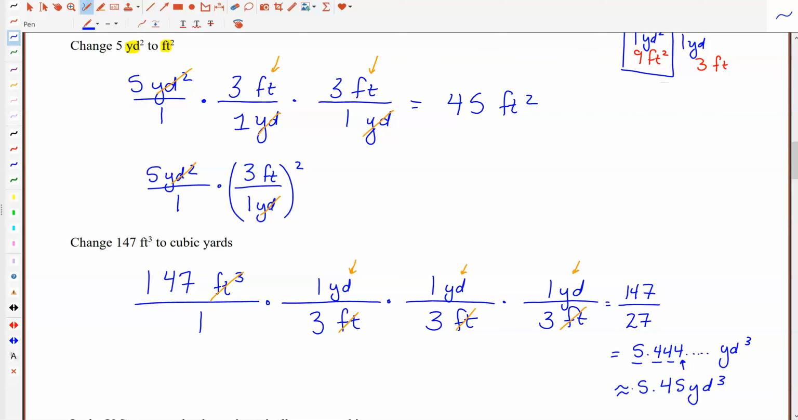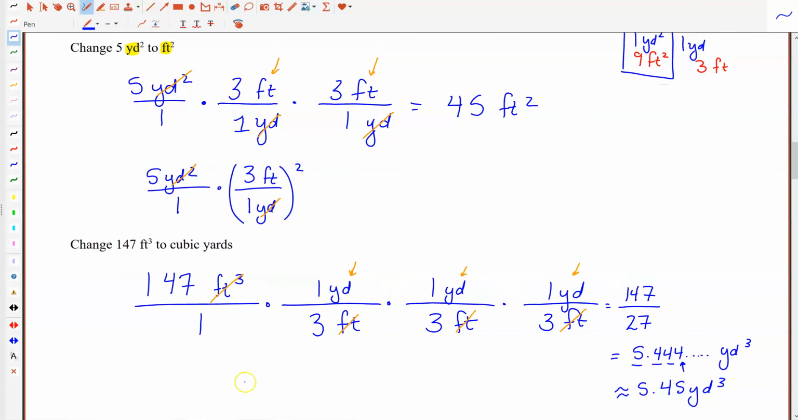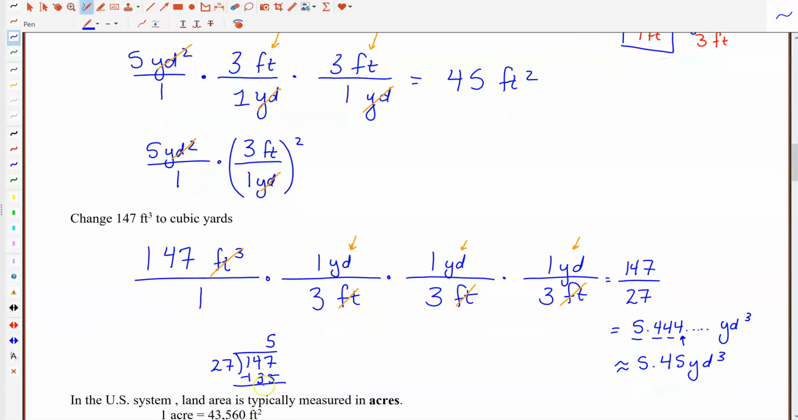And just as a reminder, if I wasn't told to round, if I wanted an exact answer, 147 divided by 27. 27 goes into 147 5 times. 5 times 27 is 135. If I subtract that off, I would be left with 12 left over. Right, so I'm just taking this to its mixed number form. So what we just found is 147 over 27 is equivalent to 5 and 12 27ths.